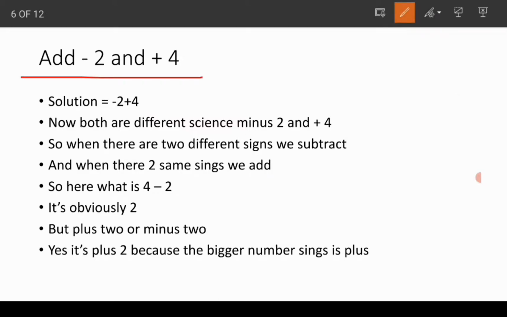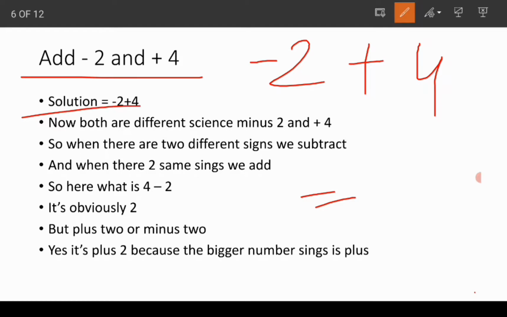Add minus 2 and plus 4. Now what are we going to add here? Minus 2 and plus 4. So how are you going to add this? See, I gave your solution. Minus 2 plus 4. Now both are different signs, minus and plus 4. Here I wrote your signs, why I don't know. I will correct it. Different signs. It is SIGNS, not SINC. Okay, correct it. SIGNS.